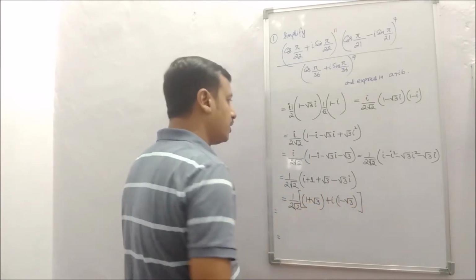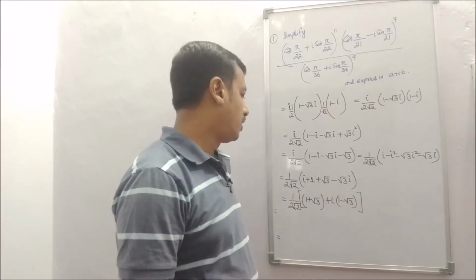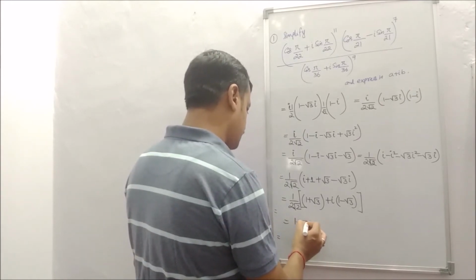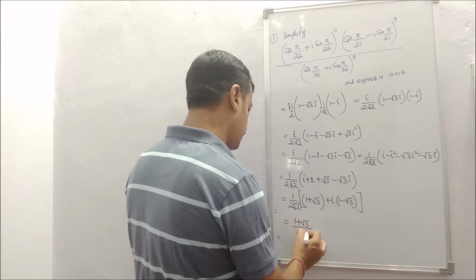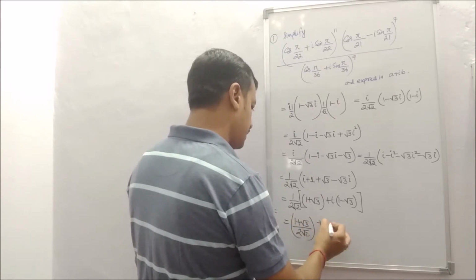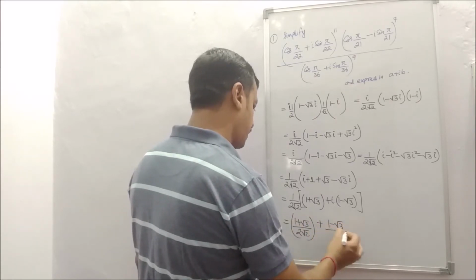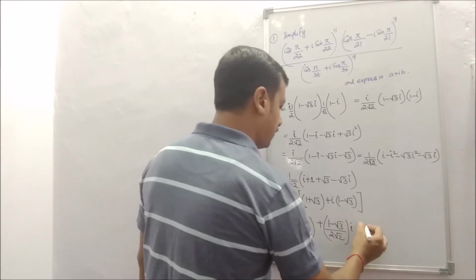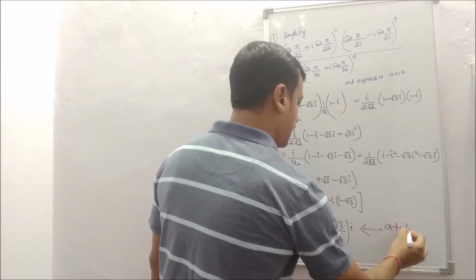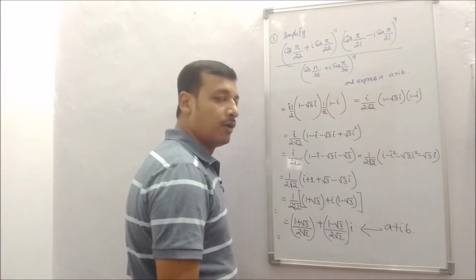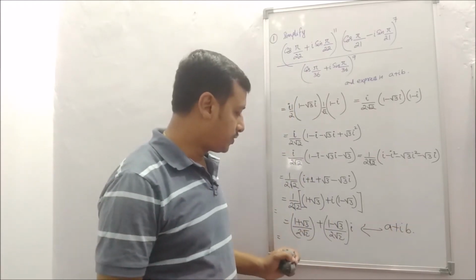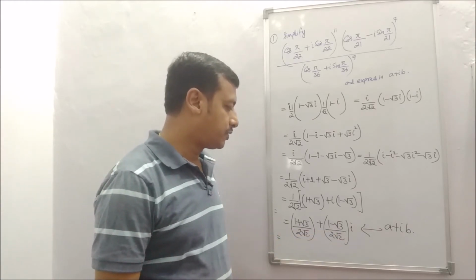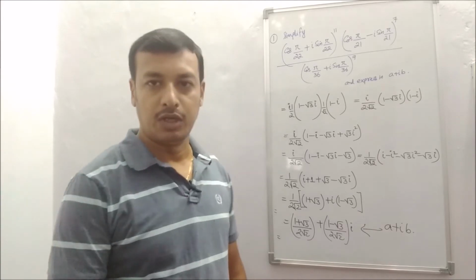So the final result can be written as (1 plus root 3) divided by 2 root 2, plus (1 minus root 3) divided by 2 root 2 into i. So it is in the form of a plus ib, where a is equal to (1 plus root 3) divided by 2 root 2 and b is equal to (1 minus root 3) divided by 2 root 2.